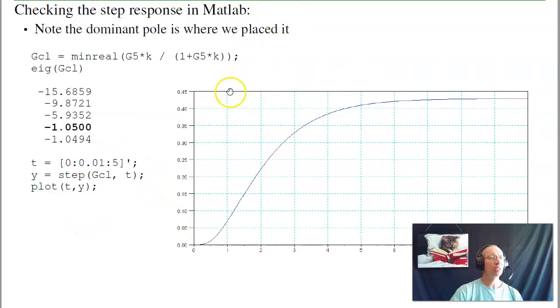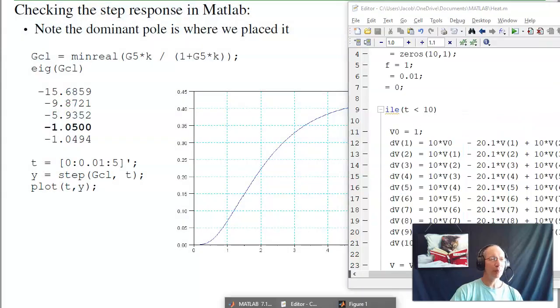Throw that in MATLAB, I can form the closed loop system and find out where the closed loop poles are. And sure enough, there's a pole at minus 1.05 because I put it there. I picked the gain to put the closed loop pole at minus 1.05. I can also check in MATLAB if I simulate this.